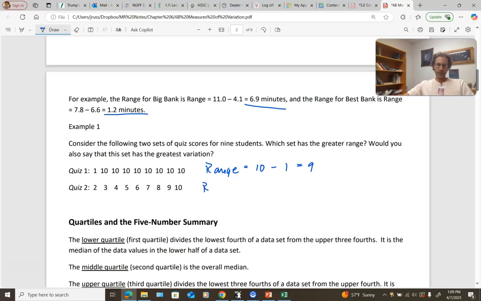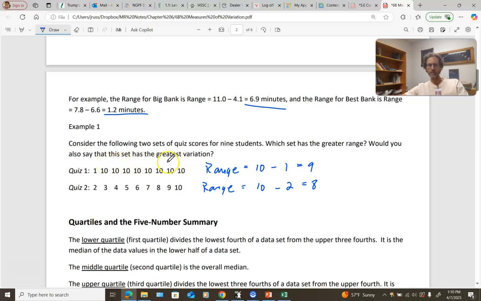And then for quiz 2, let's see what the range in the data is. The highest value is 10, and the lowest value is 2. This gives us a range of 8. Now this is why using the range as a metric for describing variation can be deceptive. Because I would say that the variation in the scores is actually greater for quiz 2, because every one of these scores is different. Yet the range is smaller for quiz 2. But for quiz 1, yes, the range is larger, but there's not much variation.